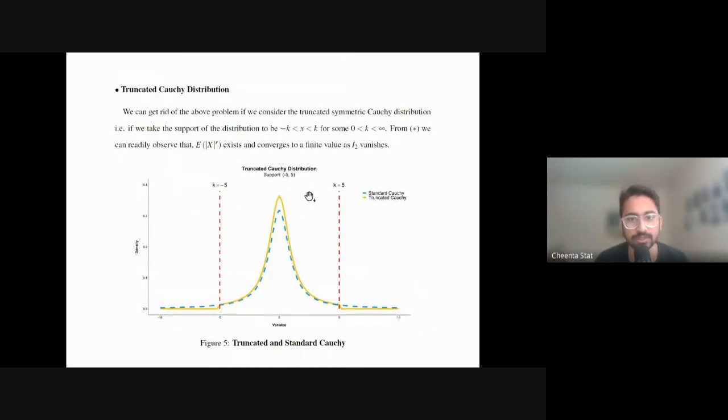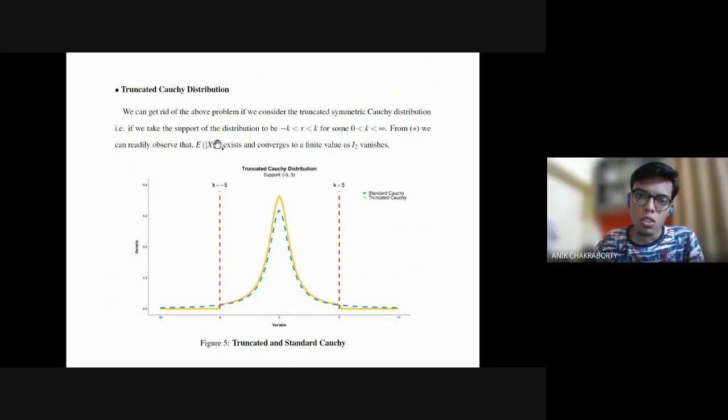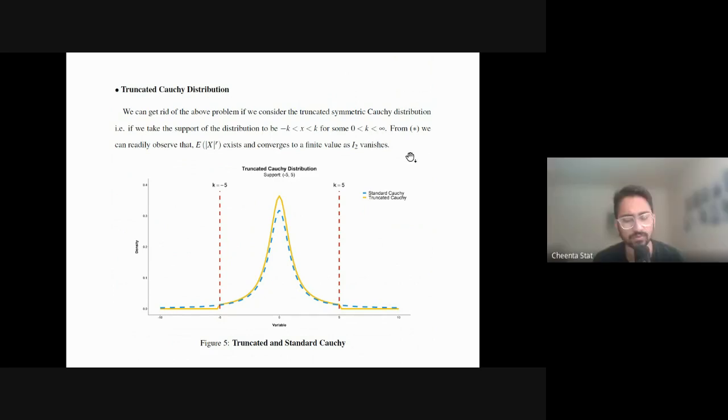Okay, yeah, please explain. To overcome the previous problem, another distribution comes into picture, that is the truncated Cauchy, which can be obtained by shortening the support of the distribution into some finite interval. I have chosen here minus k to k for some k positive and finite.